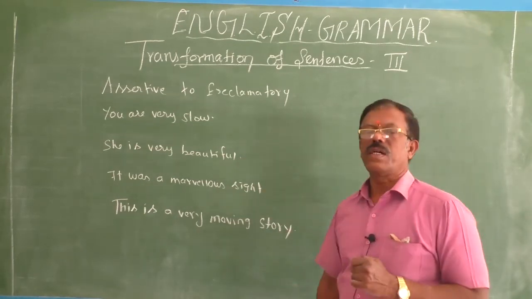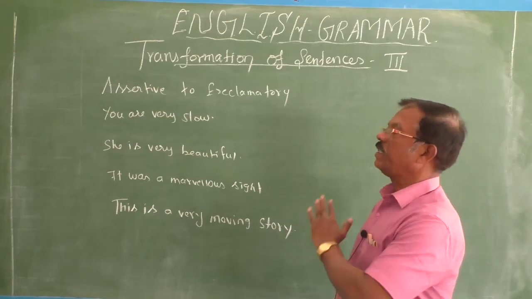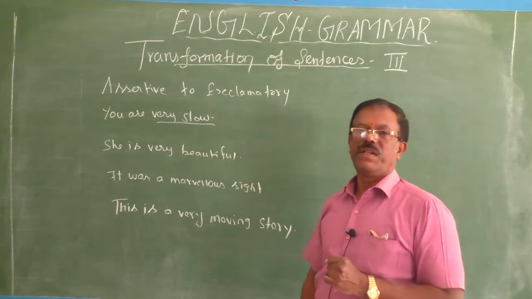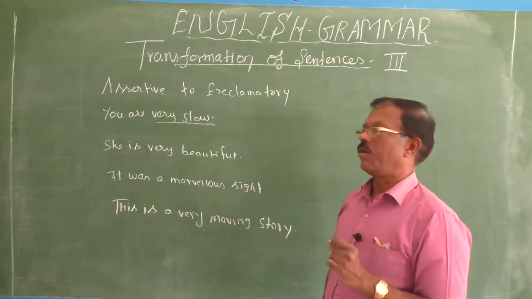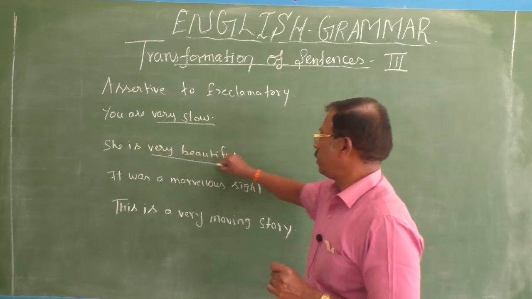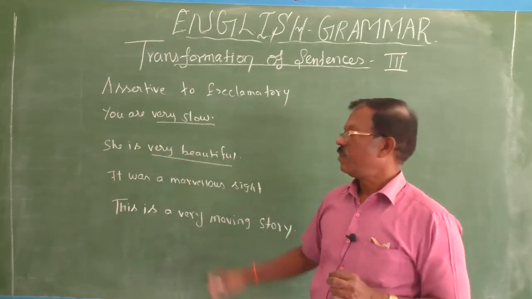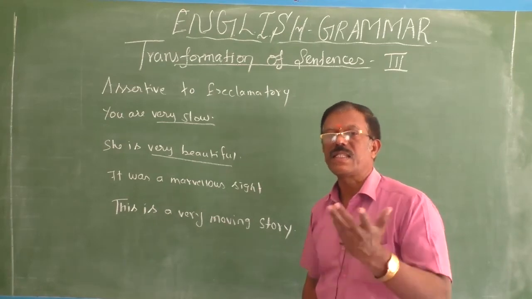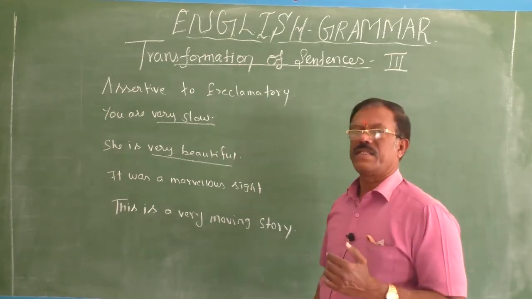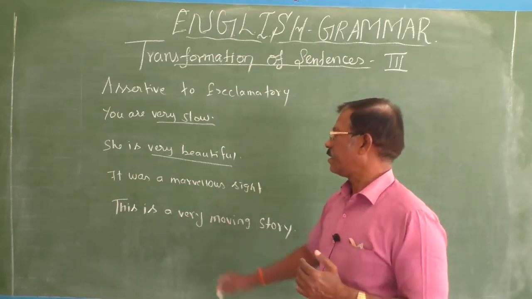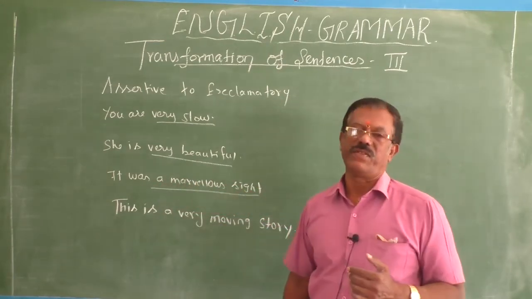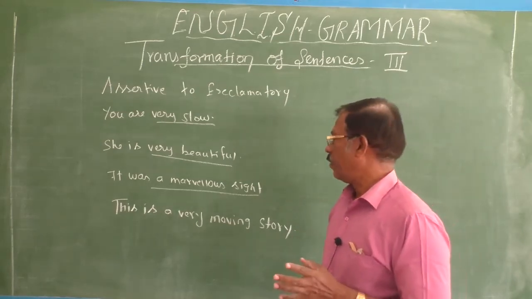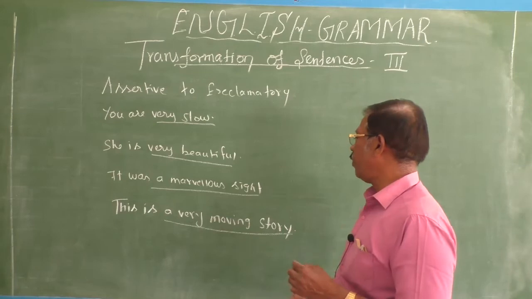In the first 2 assertive sentences, after the link verb, you have slow, very slow. It is an adjectival phrase. It comes there as a subject complement. Very beautiful is a modifier, beautiful is an adjective. So it is an adjectival phrase. Here you have an adjectival phrase as a subject complement in the first 2 sentences. In the third and fourth sentences, you have a marvelous sight. It's a noun phrase. This noun phrase here is used as a subject complement.